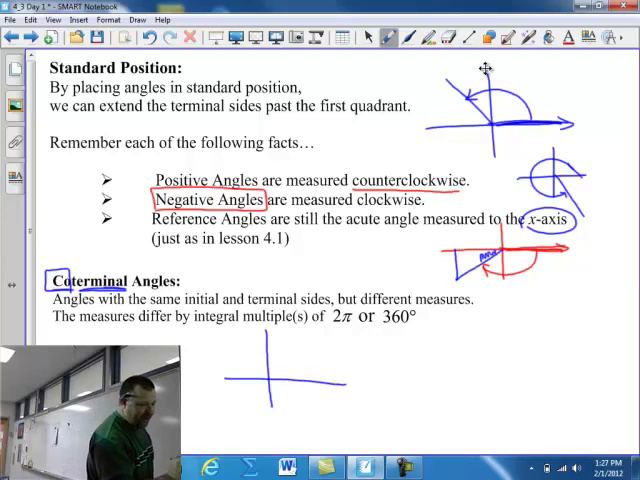So here's a 30-degree angle in quadrant 1. Does that mean I'm with a field? We're not going there. Sorry.